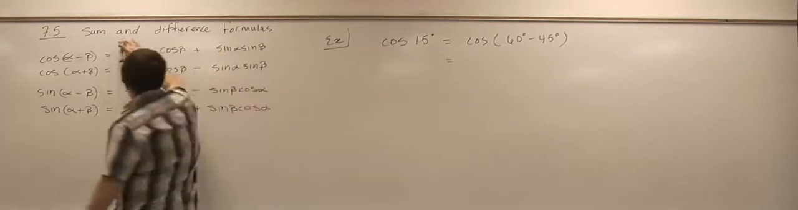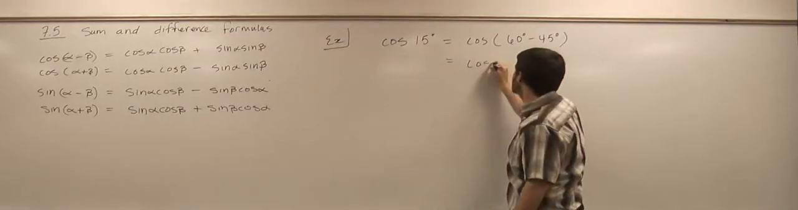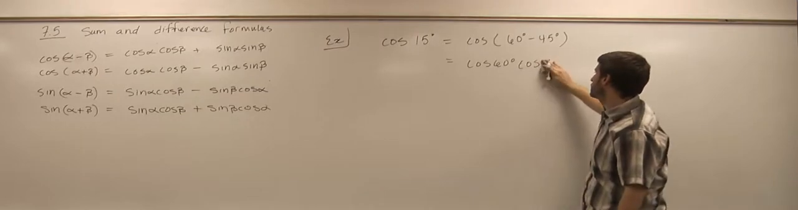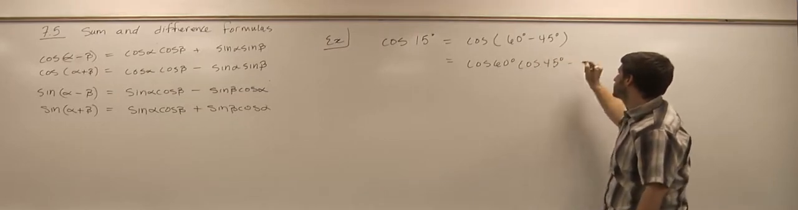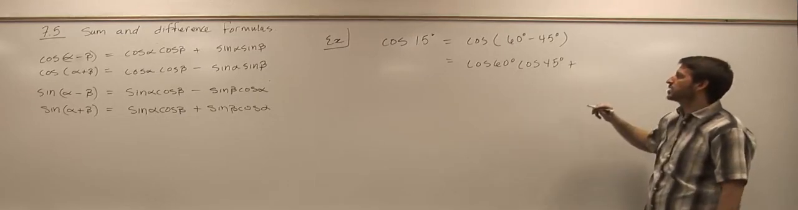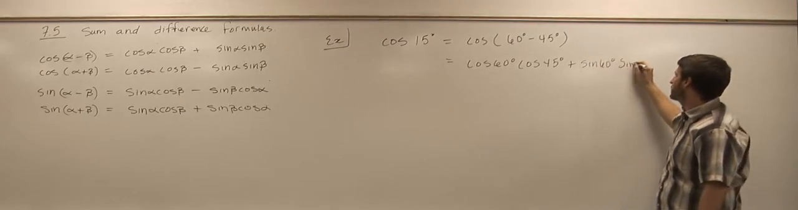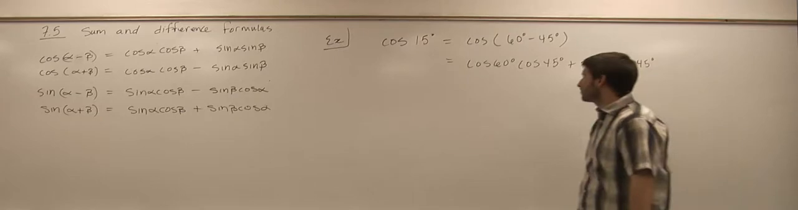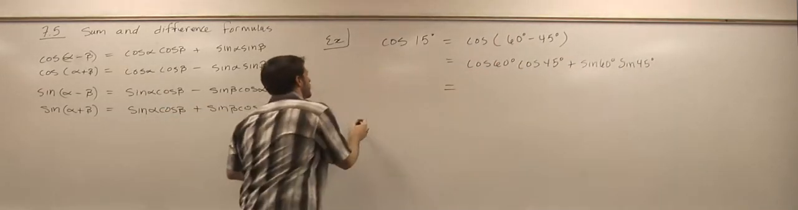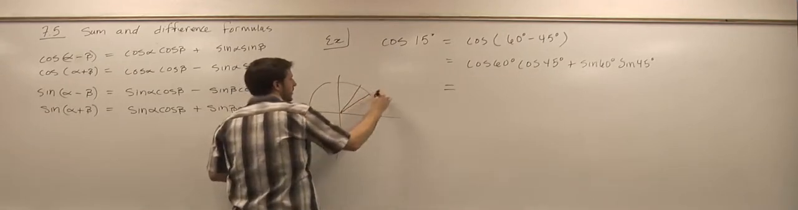So the difference formula is up top again. So this is equal to cos 60, cos 45, plus, right, you change the sign for the cosine difference, sine 60, sine 45. And the problem's pretty much done, right? Because you know about 60 and you know about 45.